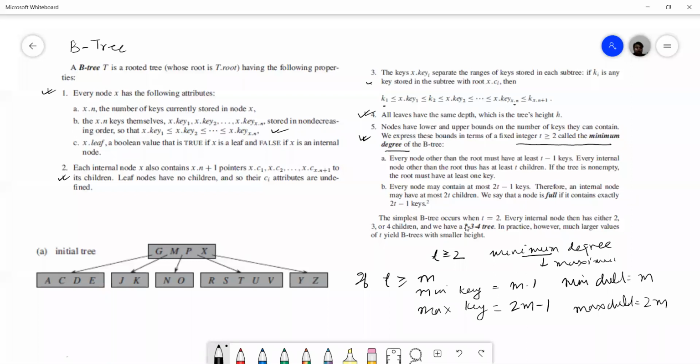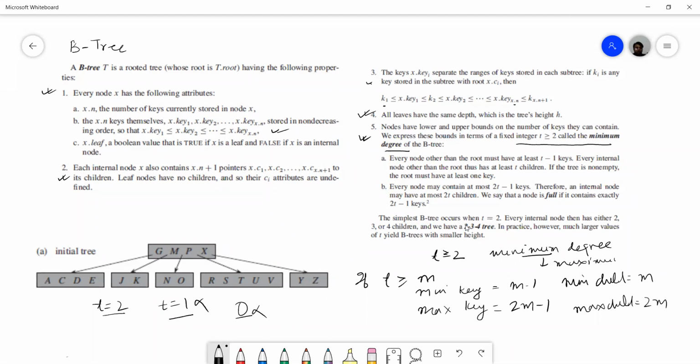Now, always remember that a B tree cannot have minimum degree 1. This is not possible. A B tree always occurs when t is equal to 2. That is the minimum. For t is equal to 1, there is no B tree. Why? Because if you take t is equal to 1, then minimum key will be 0, but it is not possible. So always remember this thing.